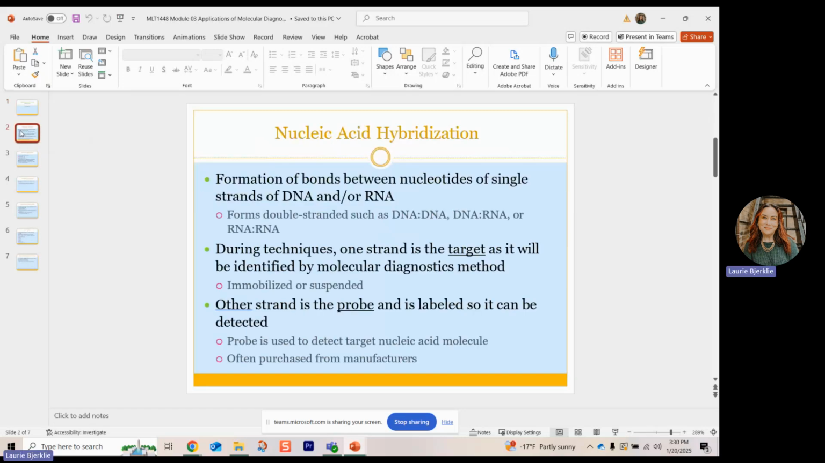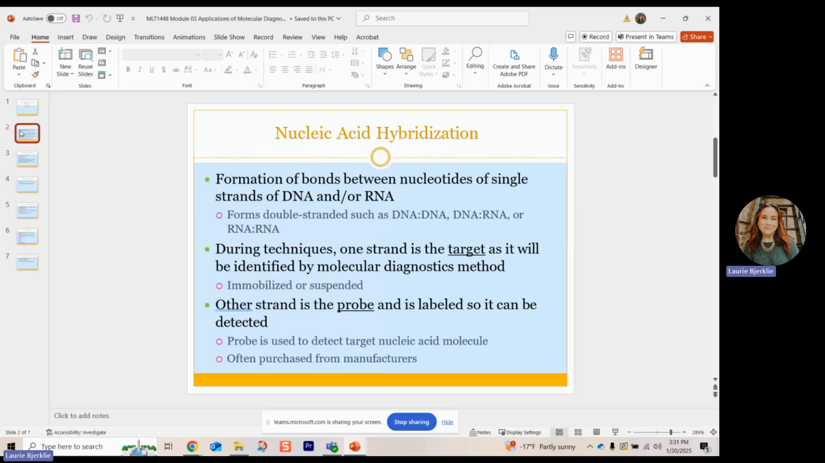All right, so with that whole setup, some things about molecular nucleic acid hybridization. Like I said, molecular is all about DNA, RNA. So when we say nucleic acid hybridization, it's just the nucleotides forming bonds of single strands of DNA and or RNA. So they're going to form double-stranded DNA, RNA, or RNA, whatever it might be testing. They're coming together, they're forming bonds between those single strands. That's part of the nucleic acid hybridization.